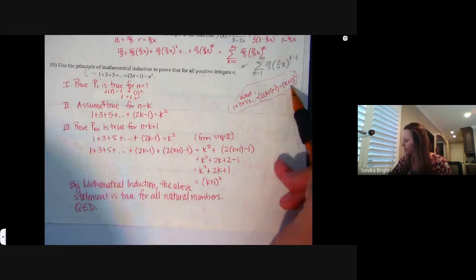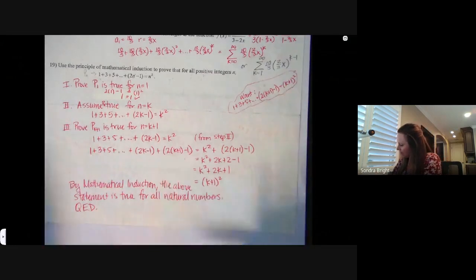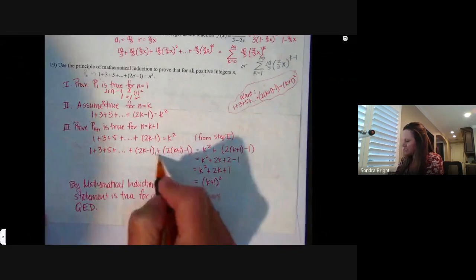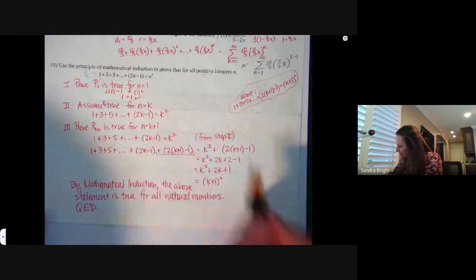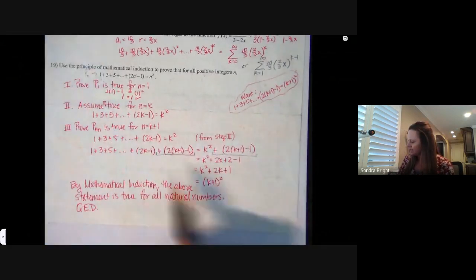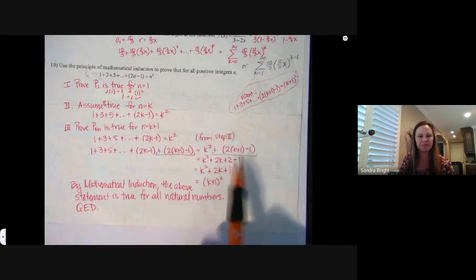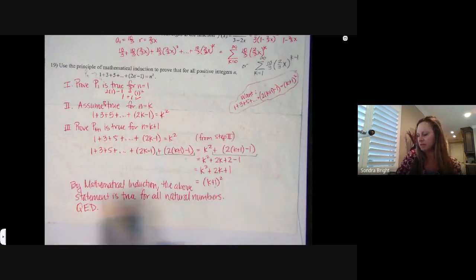And so I added the very next term on the left-hand side, which is plugging in a k plus 1 into n. And then I added the exact same thing to the right-hand side. So adding the same thing, simplifying that, factoring it, you end up with k plus 1 quantity squared, boom. And then don't forget your final statement of, by mathematical induction, the above statement is true for all natural numbers.